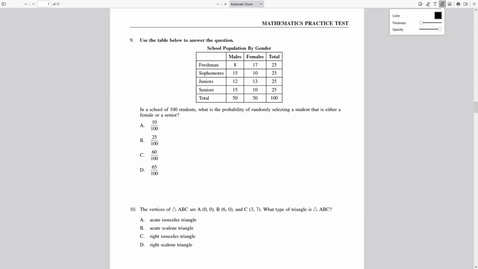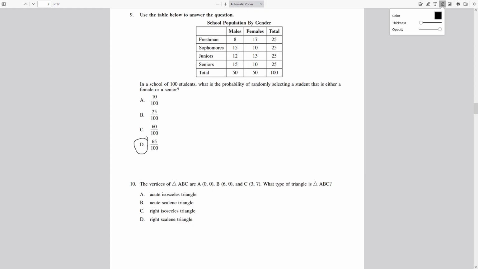In a school of 100 students, what is the probability of randomly selecting a student that is either a female or a senior? Either a female or a senior. So there are 100 students, and I have to get 50 and 75 amounts to 10 that we already counted with the female seniors. The answer is 65 out of 100. Yeah!